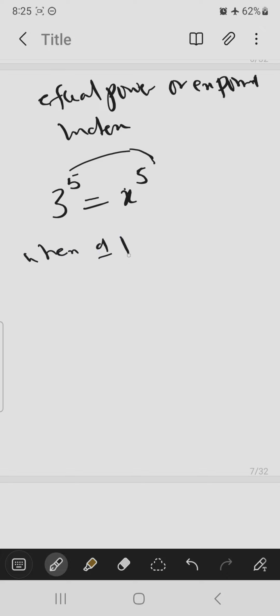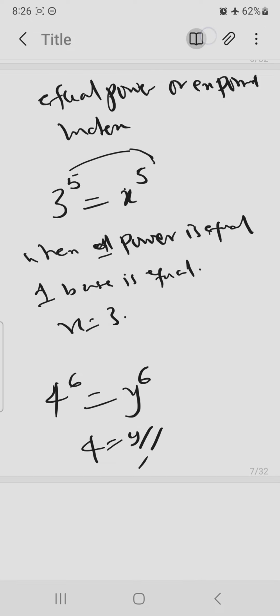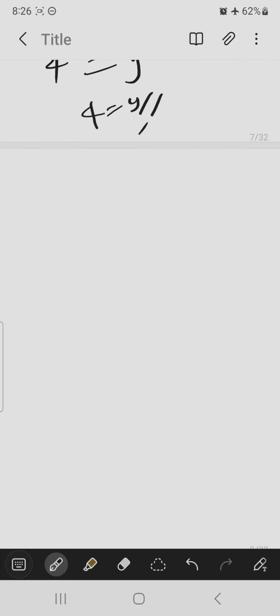When the power is equal, the base is equal. So it means x equals 3. Another example is when we have 4 raised to the power 6 equals y raised to the power 6. So 4 equals y. Now, let me give you an explicit example on this.